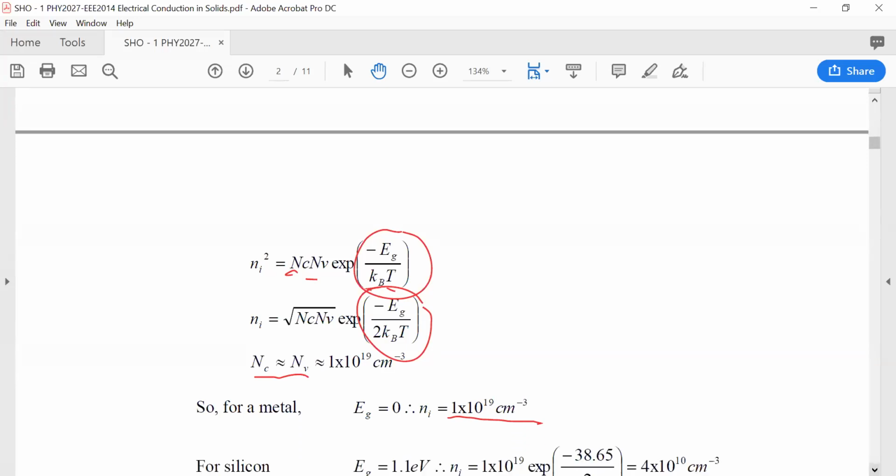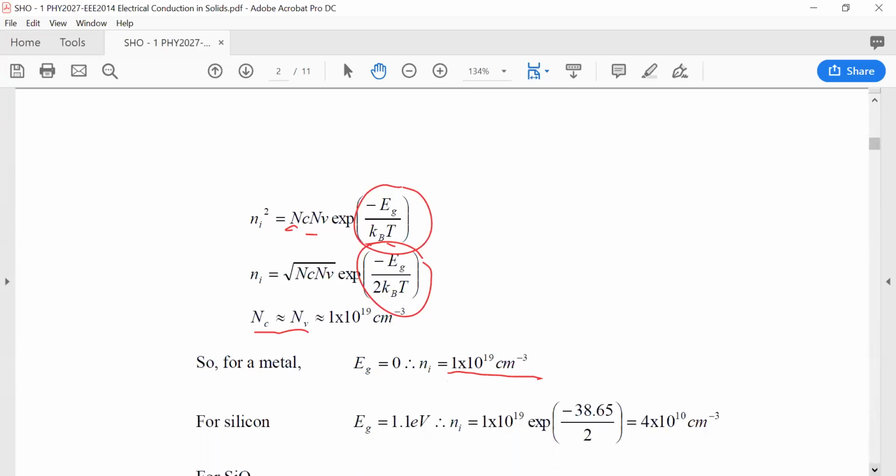If we then go on to do the same thing for silicon, which has a band gap of 1.1 electron volts, we find that the electron concentration is much smaller, around 4 times 10 to the 10 per cubic centimetre. And please note that this 38.65 here is just the inverse of the thermal voltage, 0.026, and I've assumed that the band gap in the calculation is just 1 electron volt.